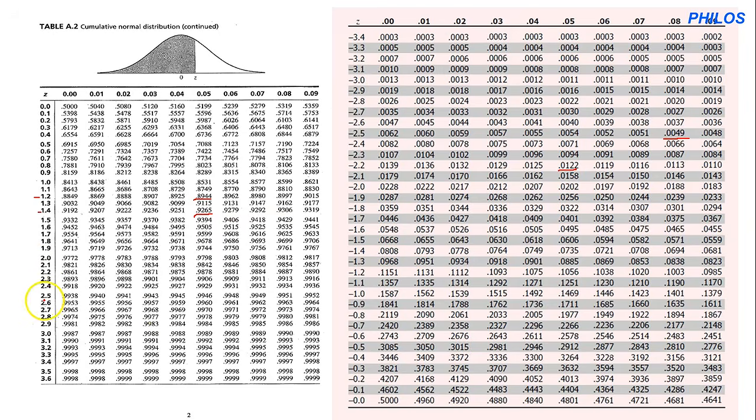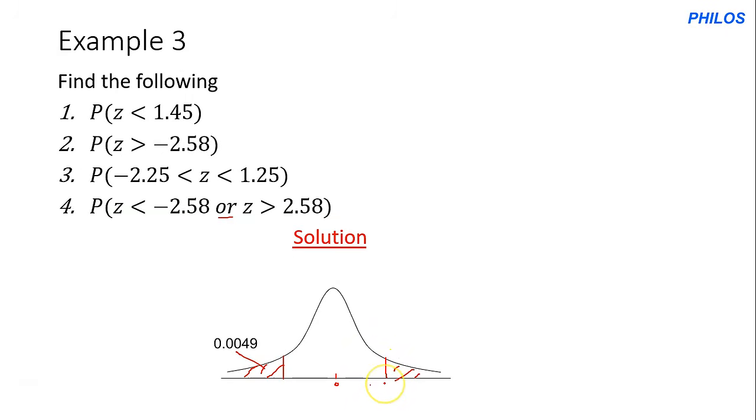Okay, and then let's check positive 2.58 also on its table. Positive 2.58. That will give us 0.9951. Now, remember, we check a positive z-score on a positive z table. So 0.9951 should also mean area to the left. But since we need area to the right, we just say 1 minus 0.9951. And that will give us 0.0049. So it means that we get this to be 0.0049, and this is also 0.0049. So when we add them together, we get 0.0098. That is the final answer.